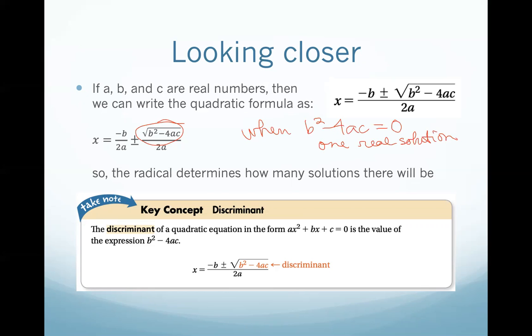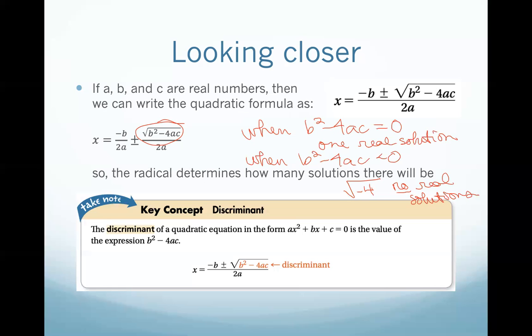So what would happen if b squared minus 4ac was less than 0? What happens when I have the square root of, for example, -4? The square root of -4 would mean a number that multiplies by itself to give -4, right? We can say 2 times 2 is 4, but -2 times -2 is also 4. So what happens when we have a negative under the square root is that there are no real solutions.